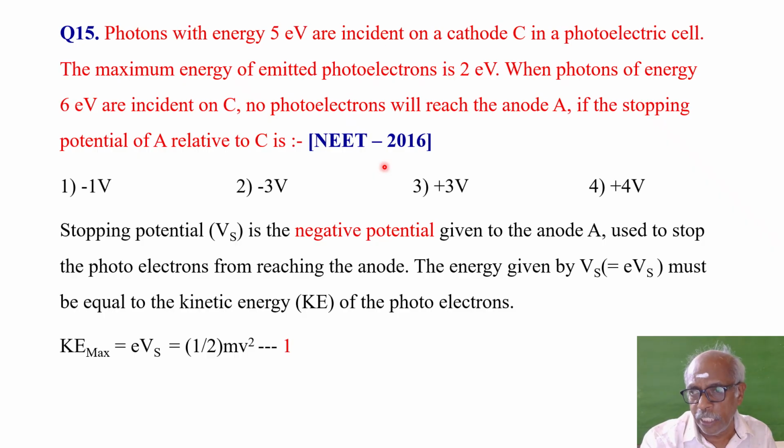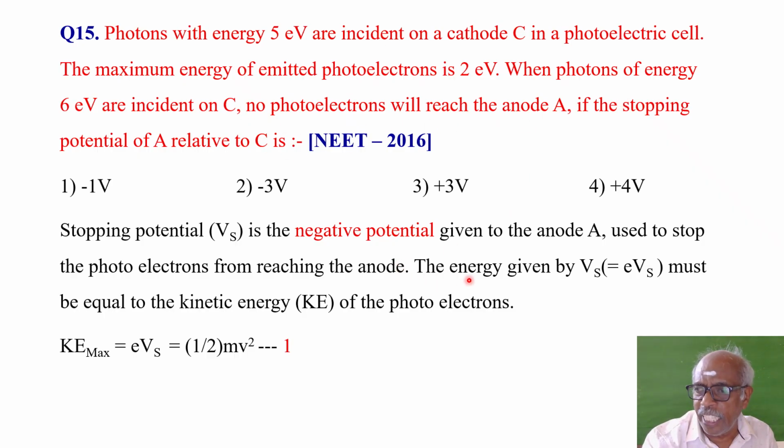So let us define what is stopping potential. Symbol is Vs. Stopping potential Vs is a negative potential. It means options 3 and 4 are ruled out. The answer is only between 1 and 2. So it is a negative potential given to anode A, used to stop photoelectrons from reaching the anode. It has been given here that no photoelectrons will reach the anode.